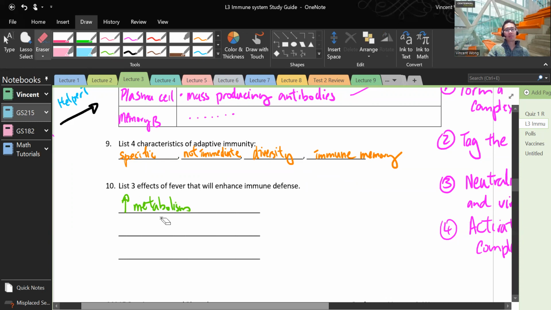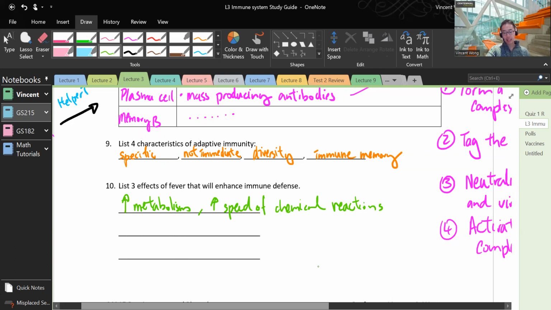Okay, so by increasing metabolism, basically you increase the speed of chemical reactions, right? So many of the things going on in your immune system rely on chemical reactions. Case in point, the complement proteins. They are a cascade of chemical reactions. So if your body temperature is a little bit higher, you can get those reactions going a little bit faster and maybe form those chemical trails faster, form those membrane attack complexes faster.